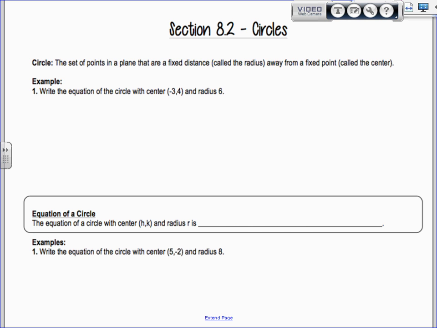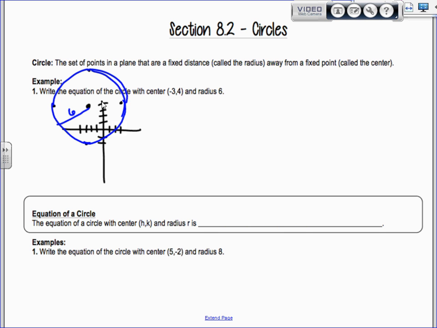So I'm going to show you how we came up with the equation of a circle. Okay, so we're going to sketch this out. We're going to have a center at -3, 4, and a radius of 6. So we're going to go up 6, left 6, right 6, and so on, and we draw a circle in. Okay, so there's my circle. This circle should be 6 units away from any point that's along the edge of the circle.